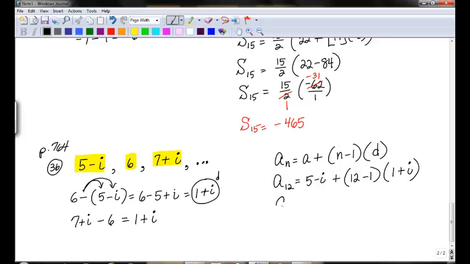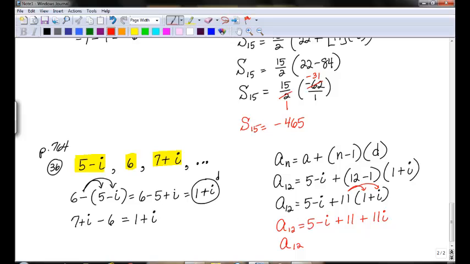So you'd have a sub 12 equals 5 minus i. Simplify inside, we get 11 times 1 plus i. So you have to distribute, multiply this 11 out. So a sub 12 equals 5 minus i, and then plus 11 plus 11i. Now you have to combine like terms.